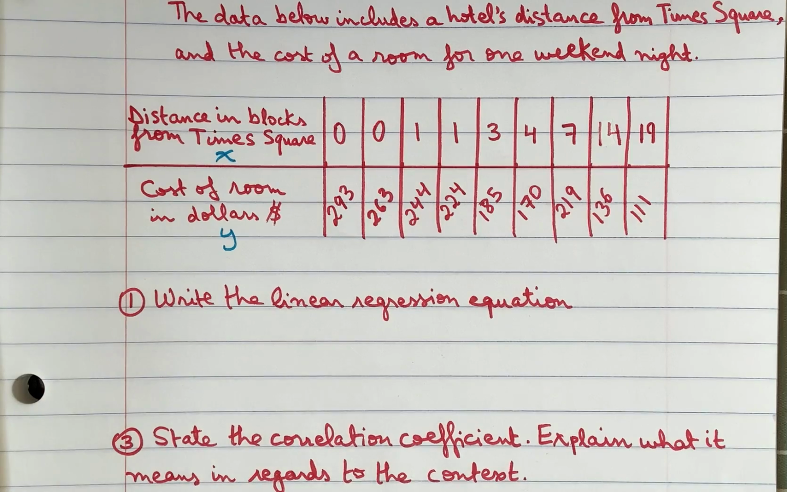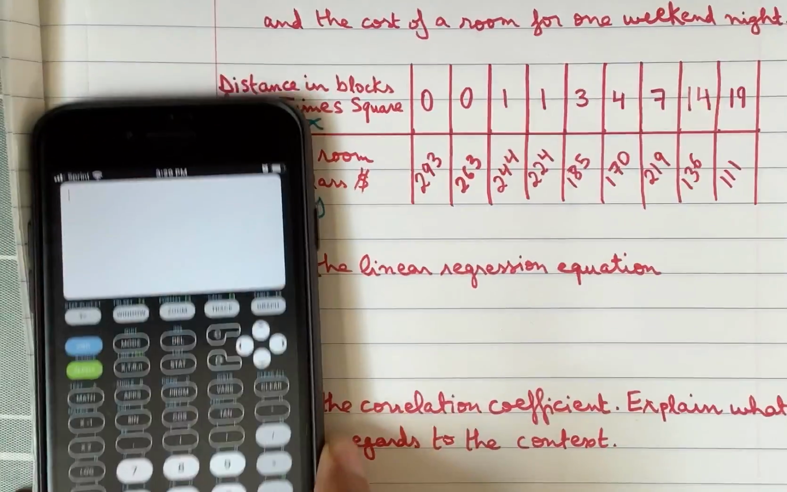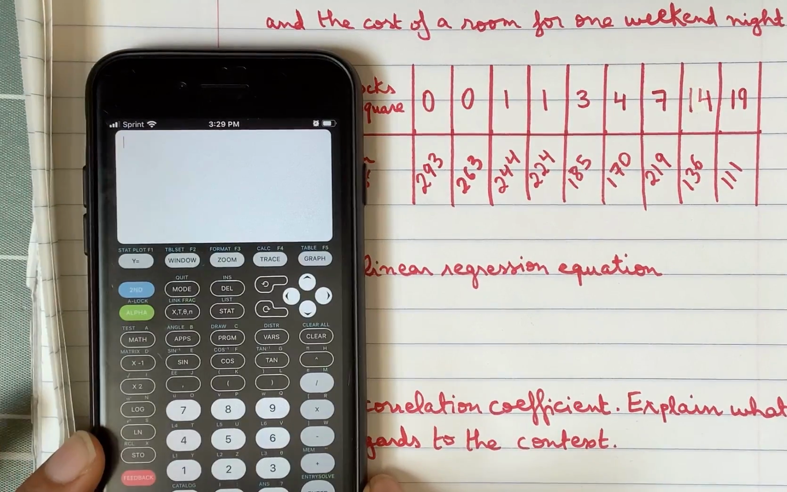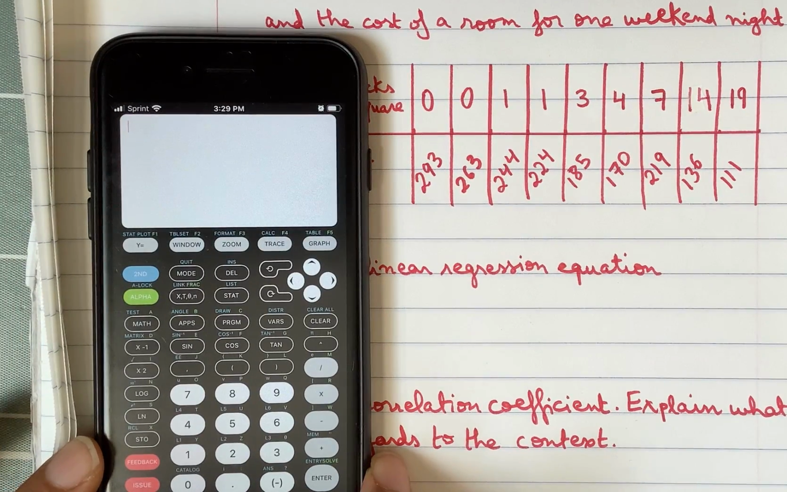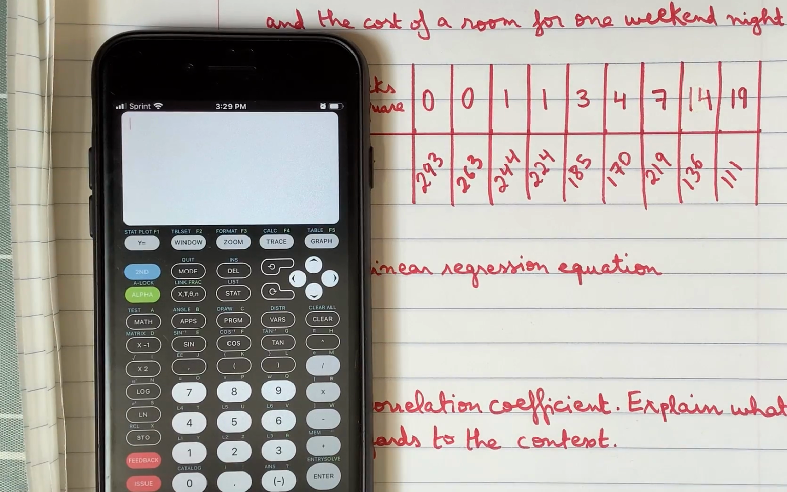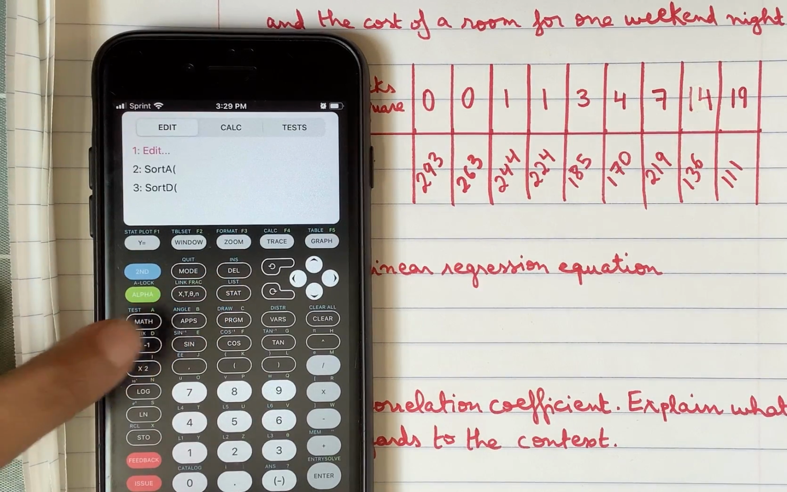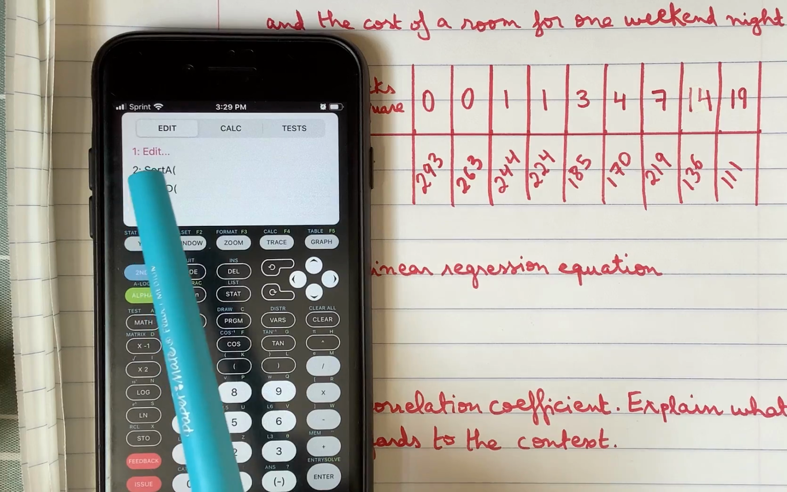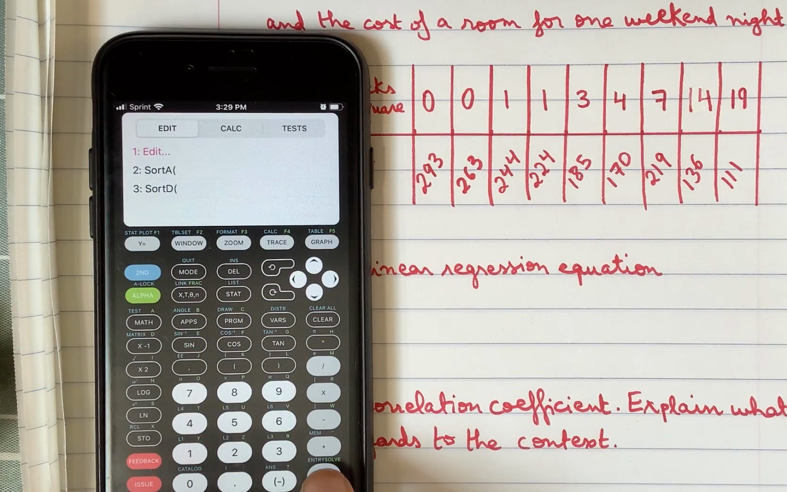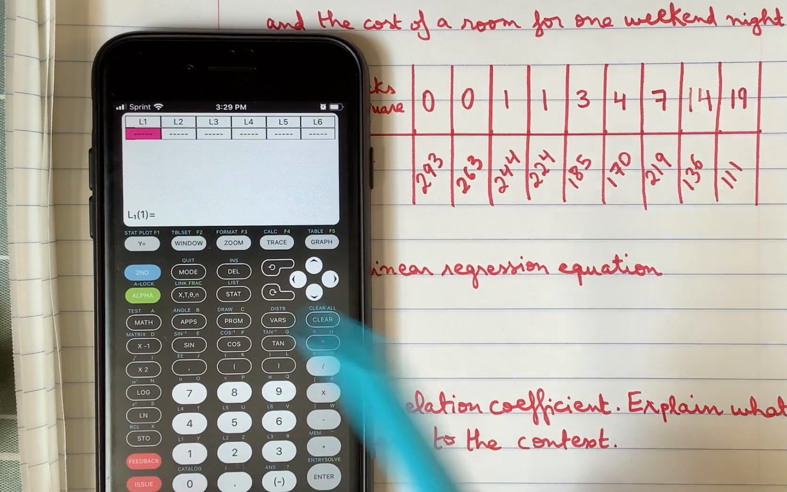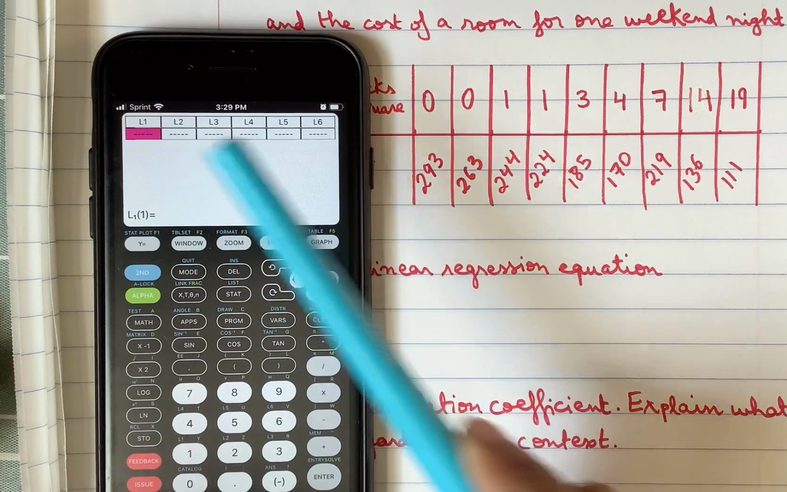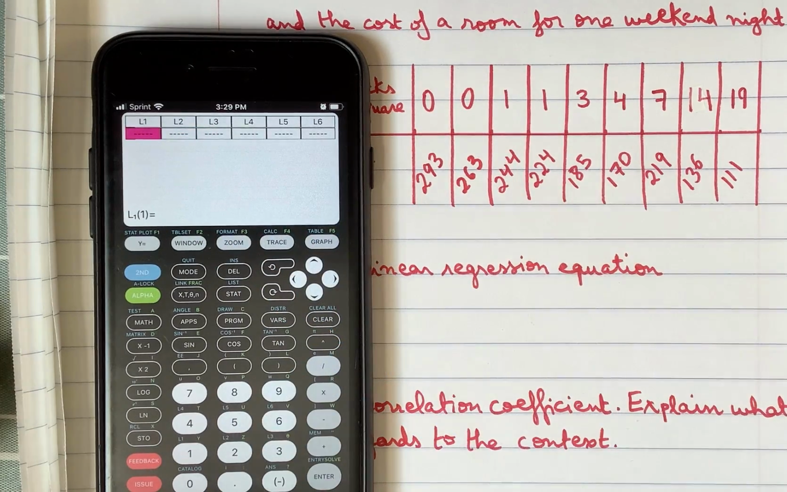So let's get started. Everyone, let's take our handy dandy calculators and we can start entering our data. Let's hit stat and we are going to select edit. Make sure it's highlighted in red, press enter. And if your L1 and L2 are not clear, just press the clear button to clear it out.